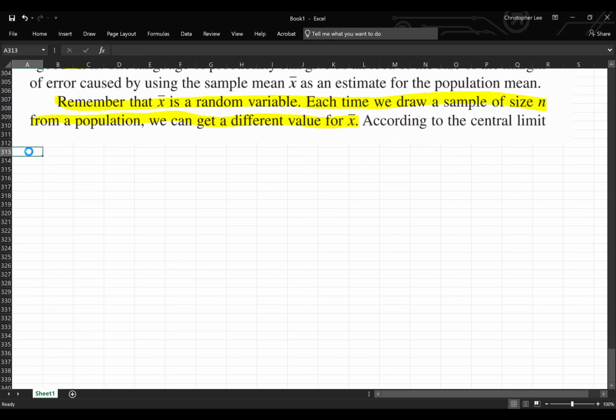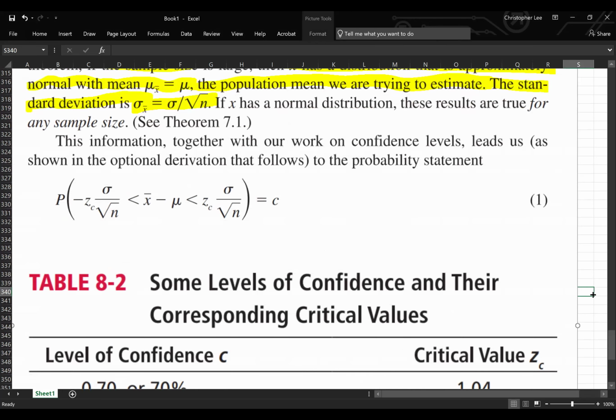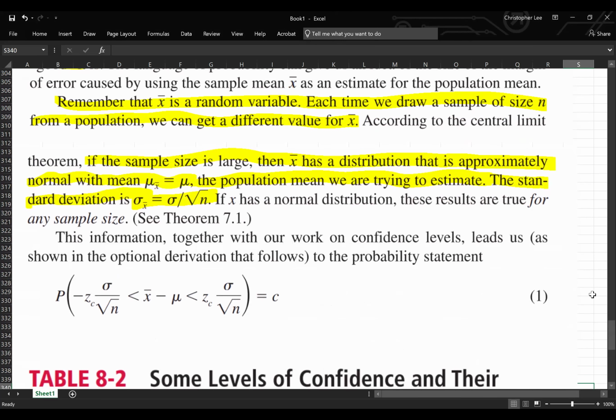So according to the central limit theorem, if the sample size is large, then the sample mean has a distribution that is approximately normal, with the mean mu for x bar equal to mu, the population mean we are trying to estimate. The standard deviation sigma for x bar is equal to the standard deviation divided by the square root of n. If x has a normal distribution, these results are true for any sample size.